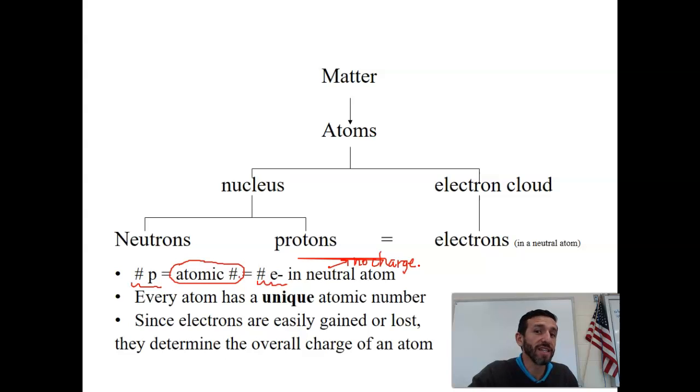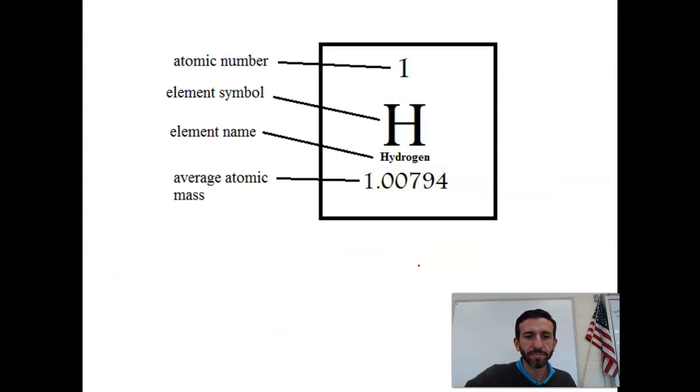Every atom has a unique atomic number. So if you change the number of protons, you really are changing the element altogether, okay? And then since the electrons are gained or lost easily, they are the ones that determine the overall charge, whether it's neutral or not. And we're going to come back to that idea here in the last couple of slides. But for now, we're just going to say protons and electrons are the same.